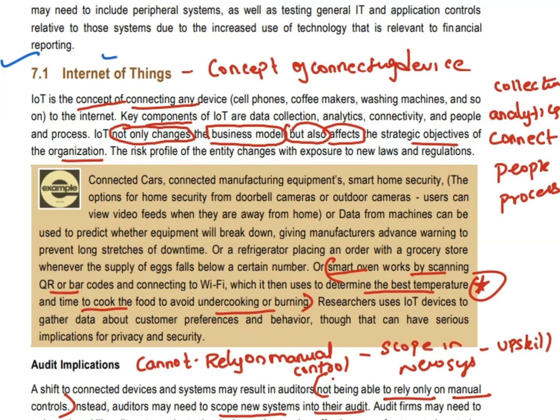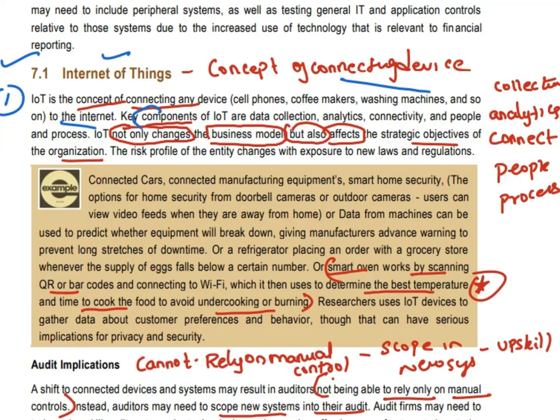Now, Internet of Things. So what is an Internet of Things? It is a concept. What concept? You are going to connect any devices to the internet, which is very simple. We are connecting the coffee makers, washing machine. These are all the things we are connecting to the internet. Now, this is your first point you are going to write.